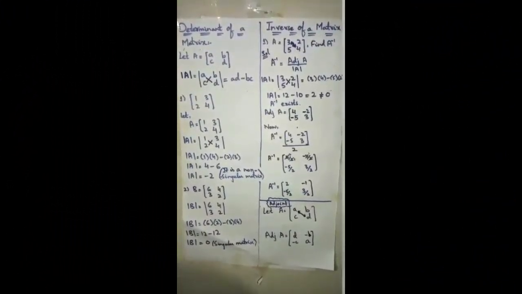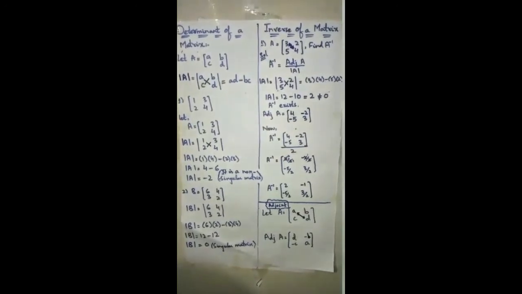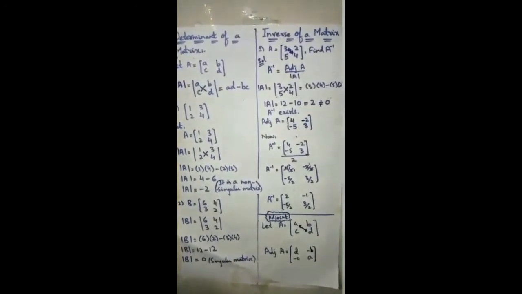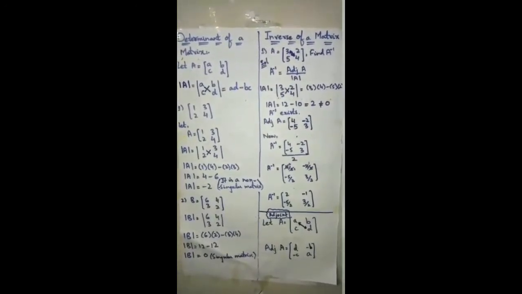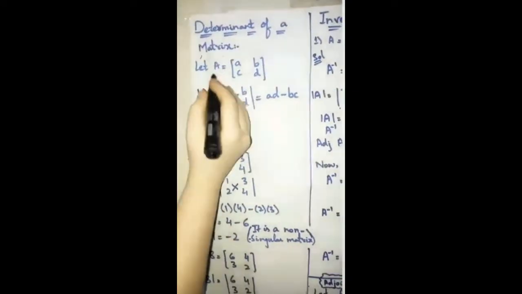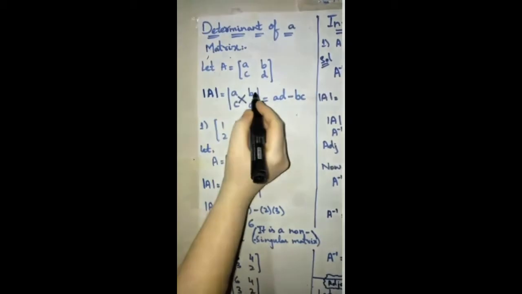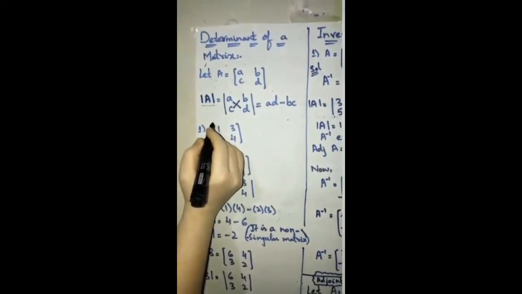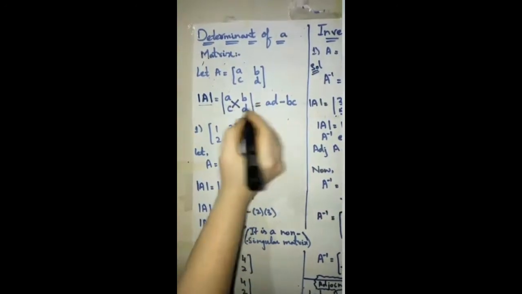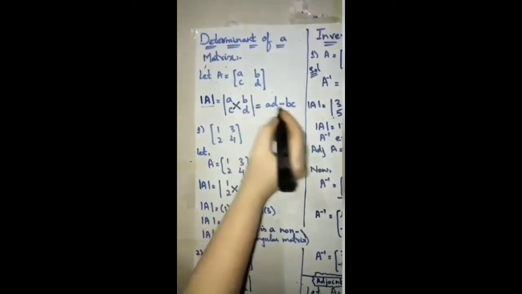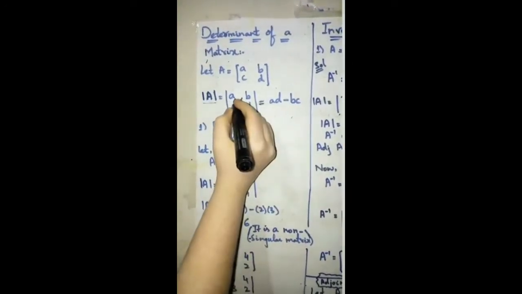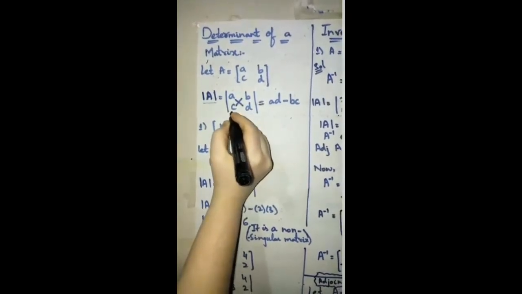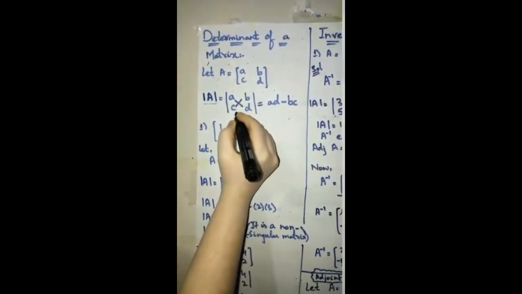Determinant of a matrix. A number that is associated with a square matrix is called the determinant of the matrix. Let A equal [a, b; c, d]. The determinant of matrix A, denoted by determinant of A, equals a multiplied by d minus b multiplied by c. That is the cross multiplication of the leading elements, minus the cross multiplication of the other elements.